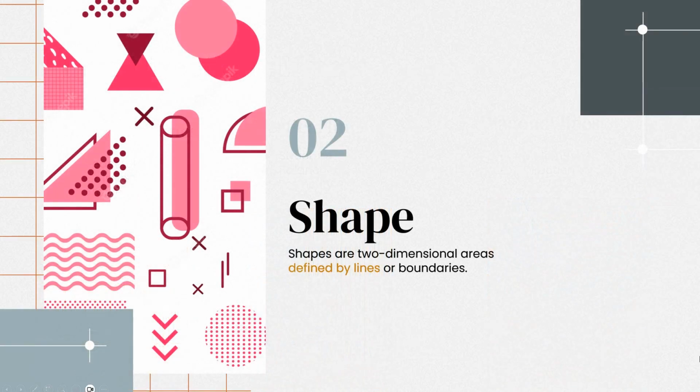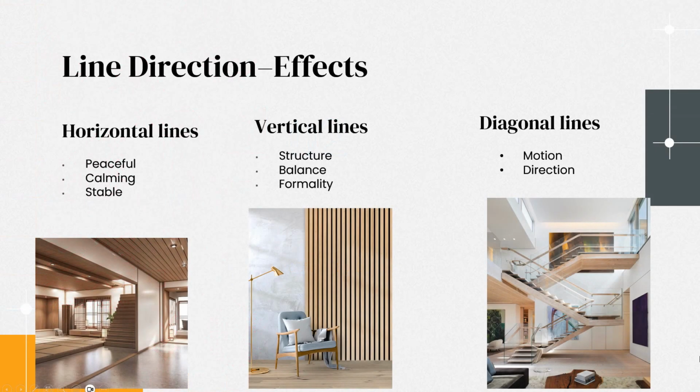Also, diagonal lines convey motion and direction. So you can see here that the diagonal lines can convey a sense of motion. Also, it has a certain direction, so it directs me to a certain point.